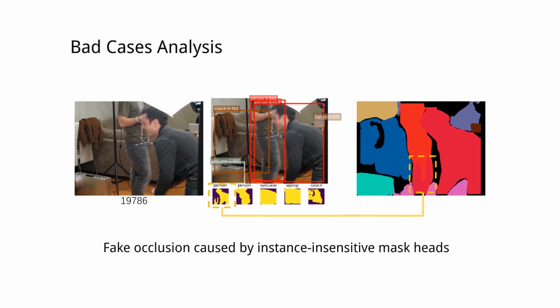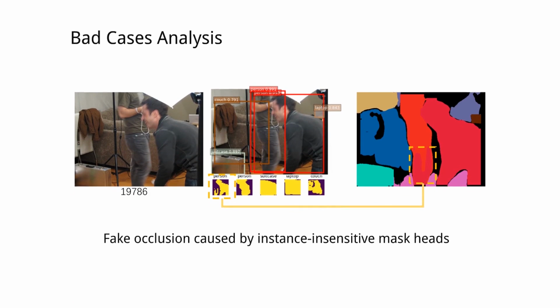Nevertheless, we noticed that there were some typical bad cases. The first one is due to the instance-insensitive mask head. When a box contains another instance of the same category, the region belonging to the other instance is misactivated. This leads to the phenomenon we call fake occlusion, hurting both SQ and RQ greatly.